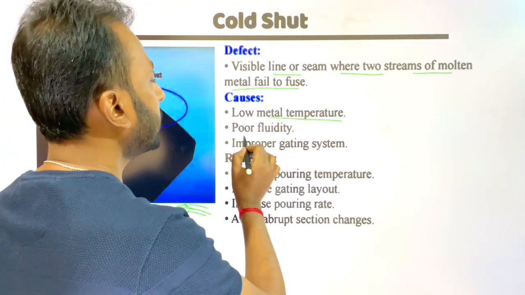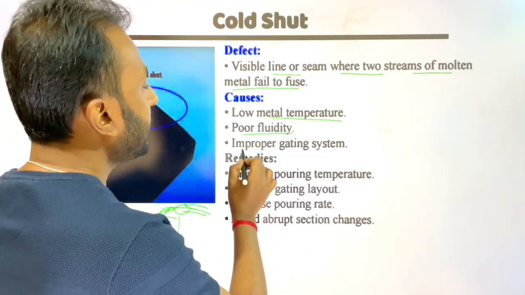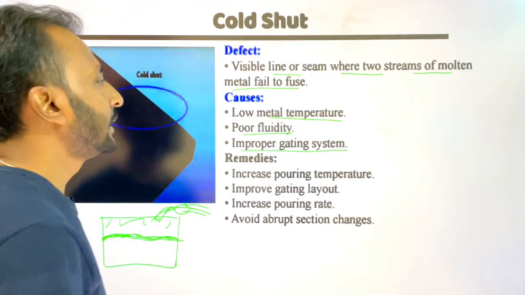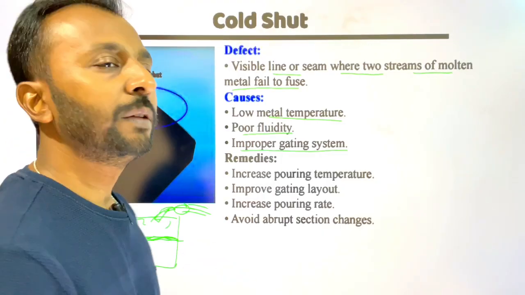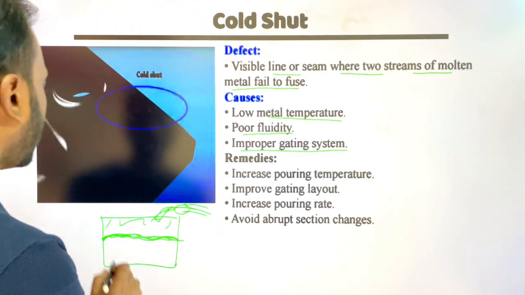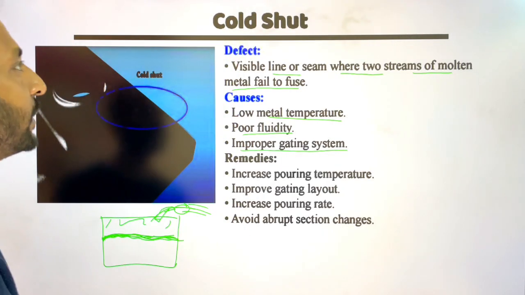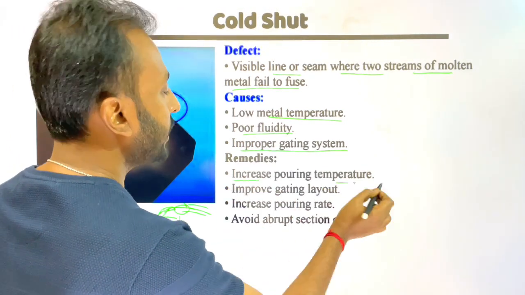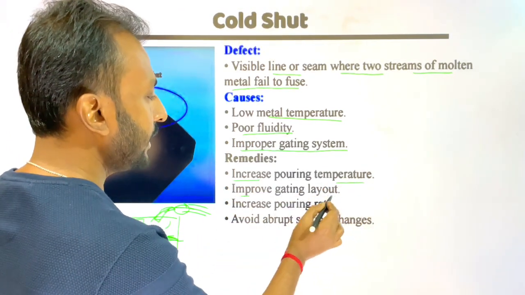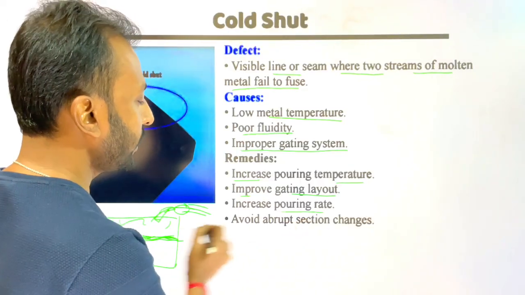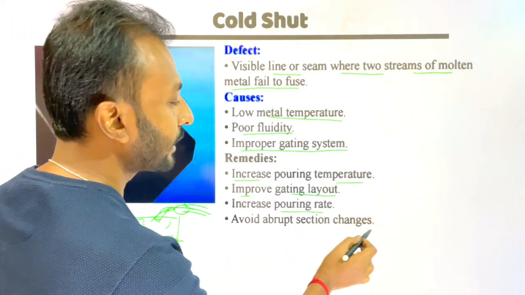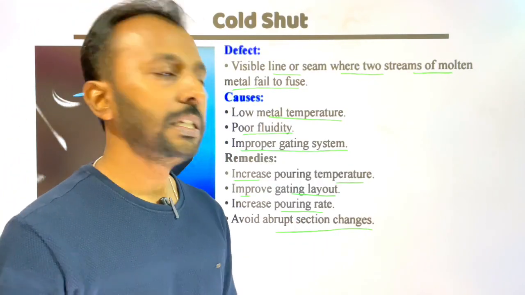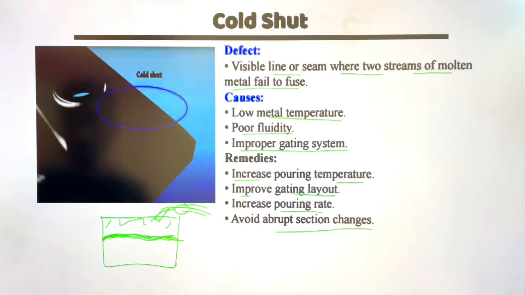Low metal temperature, poor fluidity, improper gating system. So if the temperature of the metal is low, then the joining will be very visible. This is cold shut. So what are the remedies? Increase pouring temperature, improve gating layout, increase pouring rate, and avoid abrupt section changes. These are the remedies of cold shut.